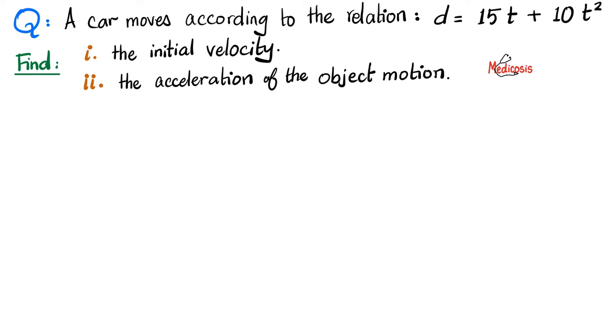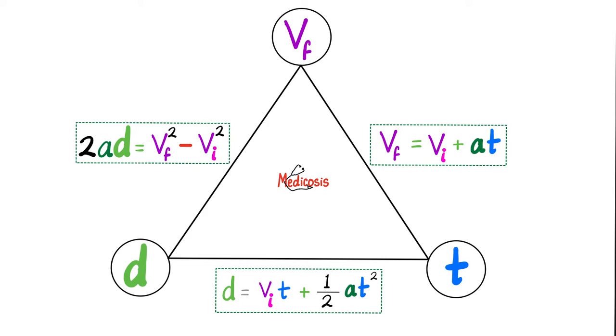Next problem. A car moves according to the relation d equals 15t plus 10t squared. Find the initial velocity and the acceleration of the object motion. Please pause. Now, how can we solve this? Look at this equation carefully. D equals something t plus something t squared. What does that look like? Gee, I wonder which one. Of course it's this one. D equals something t plus something t squared.